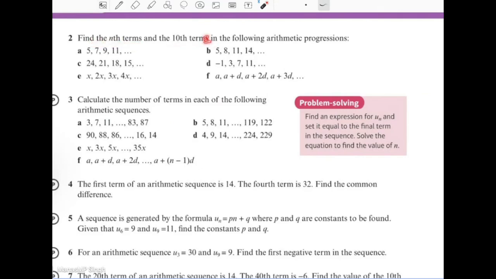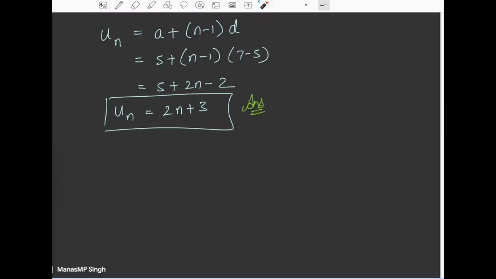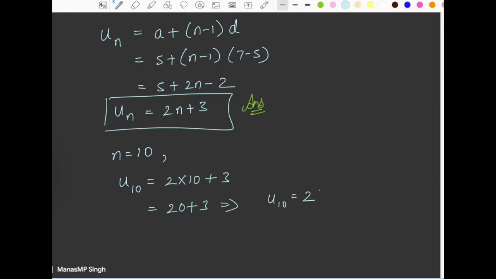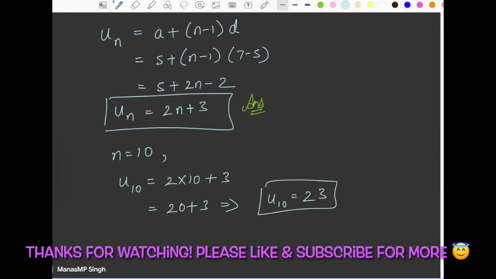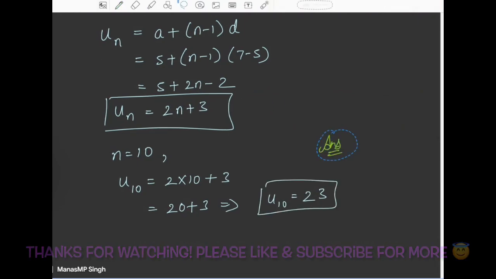Now, the next part is find the nth term and the 10th term. They have mentioned terms because there are multiple questions, so they are calling it plural. But we need to find the 10th term. How will you find the 10th term? Now they give you the value of n is 10, isn't it? So 10th term will be how much? U10, 2 times 10 plus 3, which is 20 plus 3, or the 10th term is 23. That's it, right? Okay. Yeah, I got it.